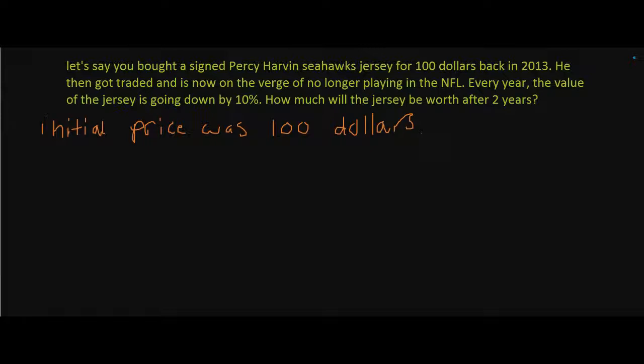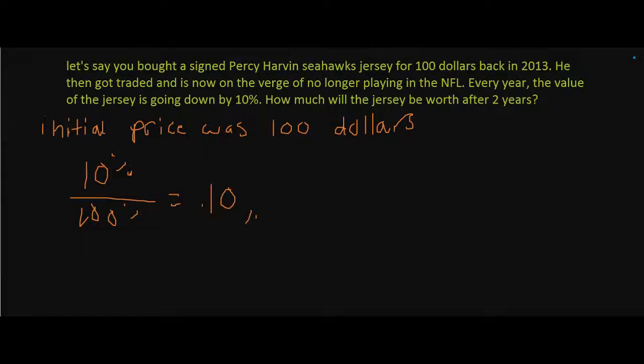Alright, so now let's say we want to find out how much it's going to cost after the first year. Well, maybe the most natural way of approaching this problem is to find out what's 10% of $100. We have 10%. We need to turn this into a decimal. So we're going to divide this by 100% and we're going to get 0.10.